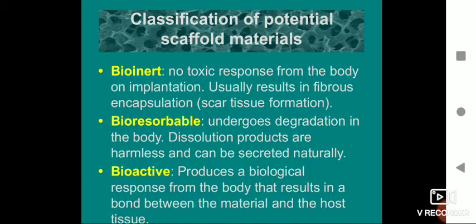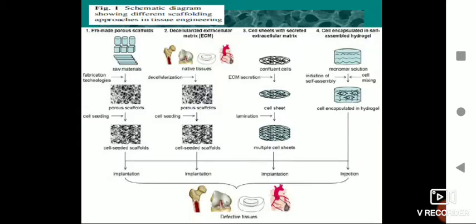For any scaffold material or any biomaterial to function as a scaffold, these are the 3 important properties which are a must. That is, it should be bio-inert. It should not have any chemical response with the body. It should be bio-resorbable. That is, it should be able to degrade at a specific rate. And it should be bioactive. That is, it should produce a biological response from the body that will help in proper proliferation and differentiation of the cells for the formation of the complete tissue.